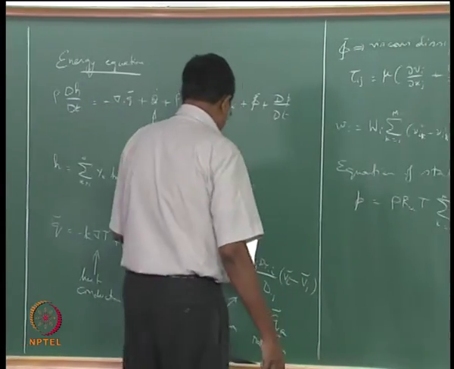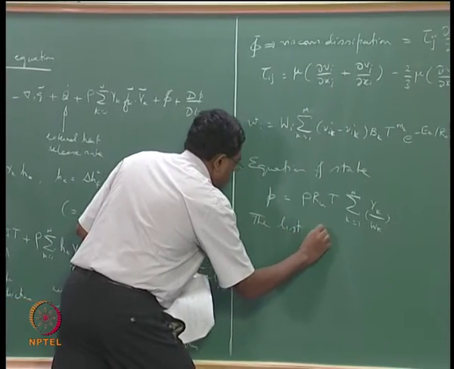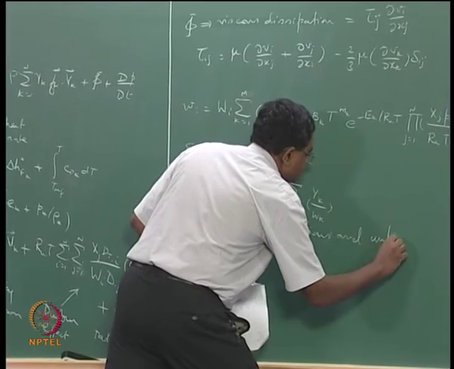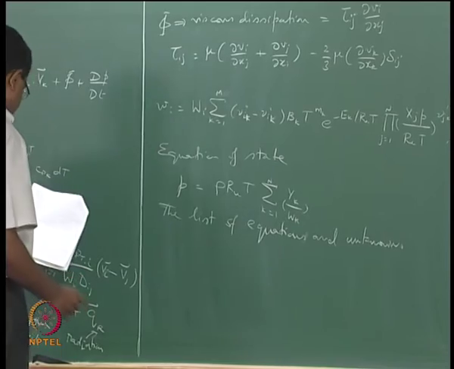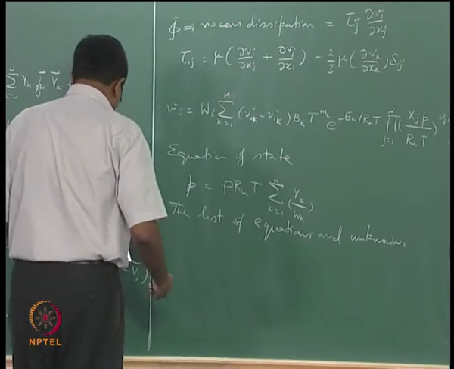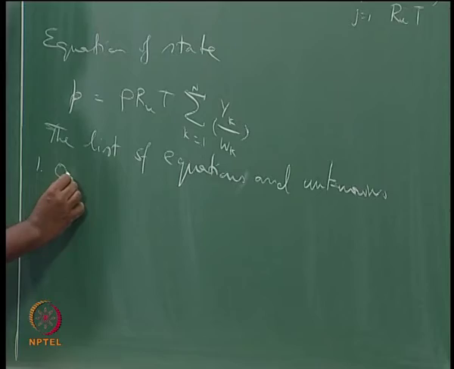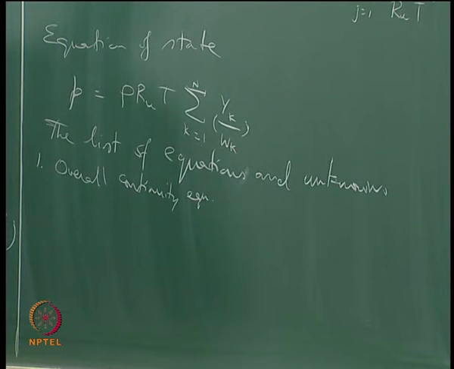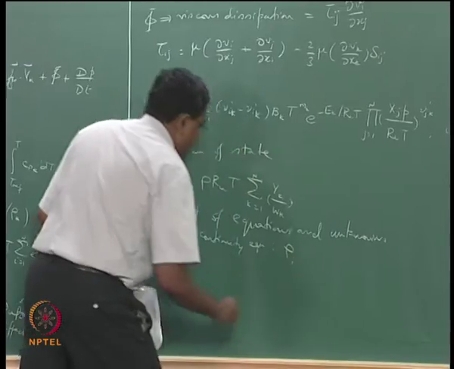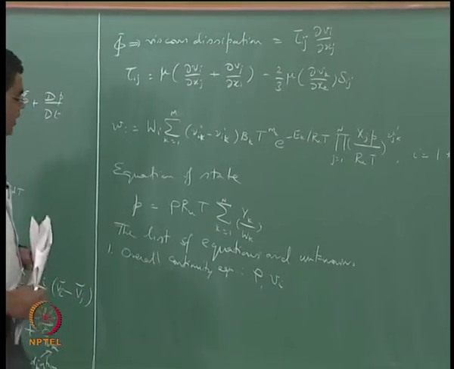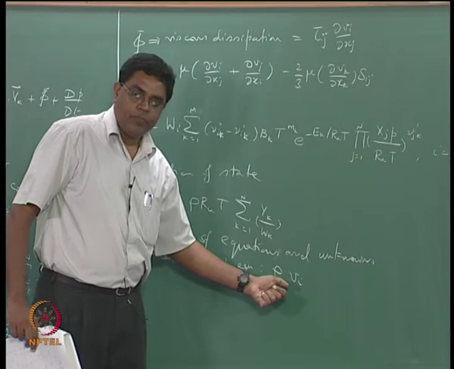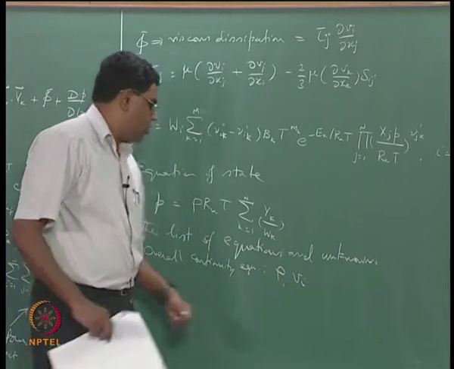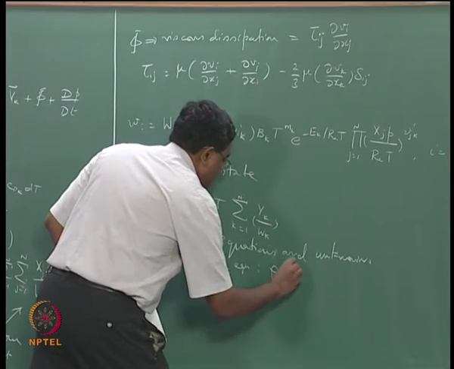So the list of equations and unknowns. One, the first thing that we have is the overall continuity equation. Now this equation involves rho and v_i, where v_i is the ith component of the mixture mass-averaged velocity. This is not the species velocity. Or if you want to use a vector notation, which is a little less confusing, we could simply say the V vector.